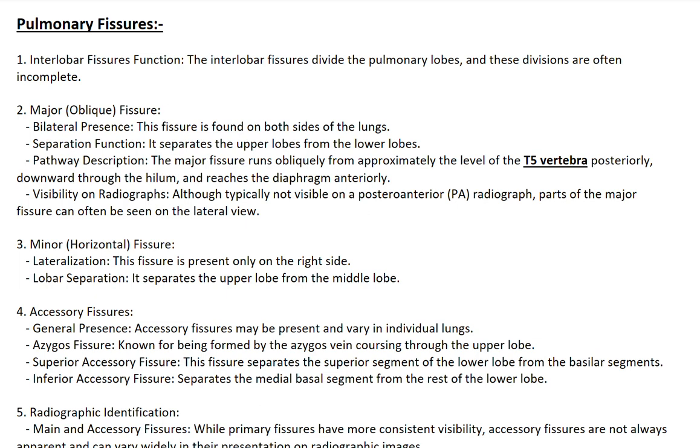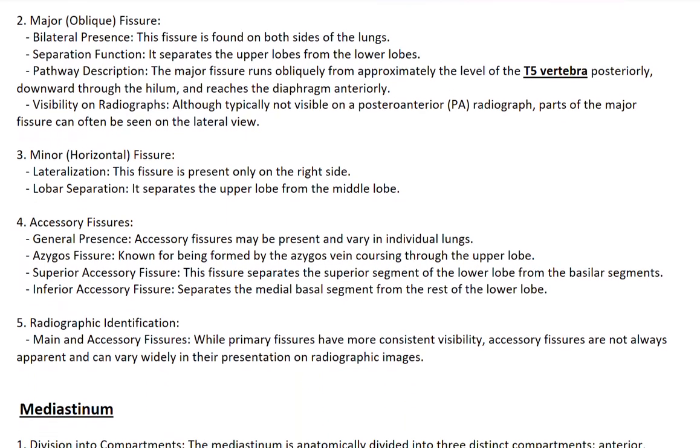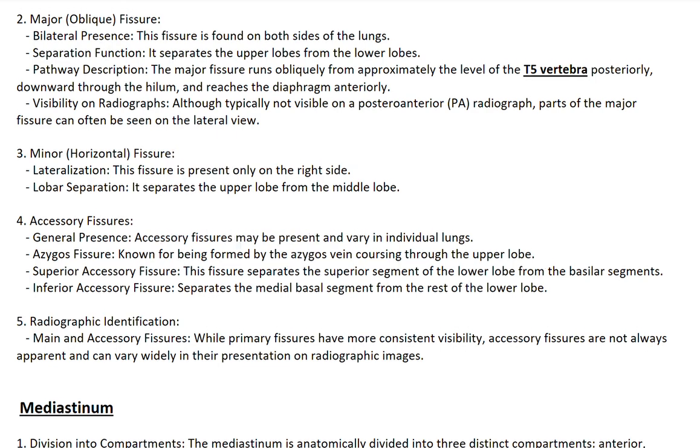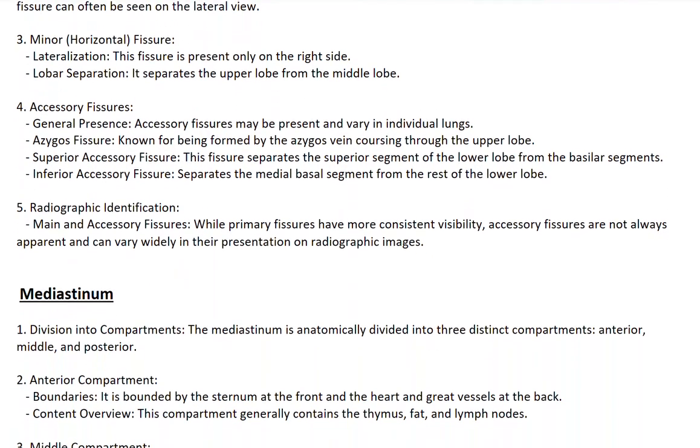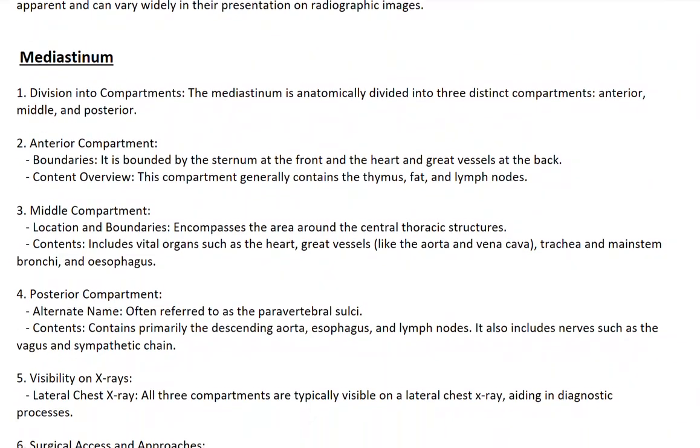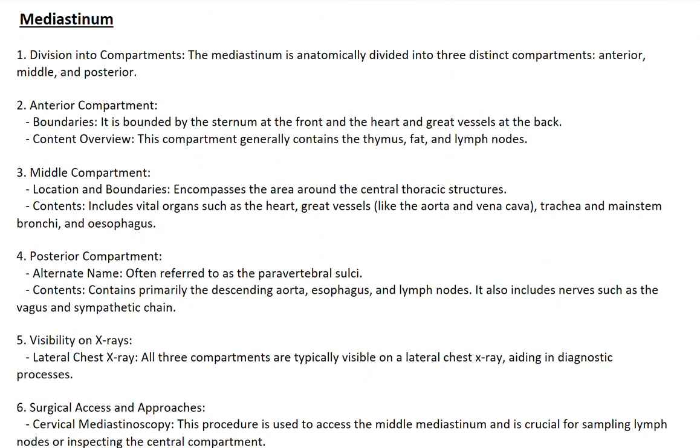5. Radiographic identification. Main and accessory fissures. While primary fissures have more consistent visibility, accessory fissures are not always apparent and can vary widely in their presentation on radiographic images. This organized description of the pulmonary fissures outlines their roles, locations, and visibility in radiographic imaging, aiding in the understanding of lung anatomy and the interpretation of imaging studies.